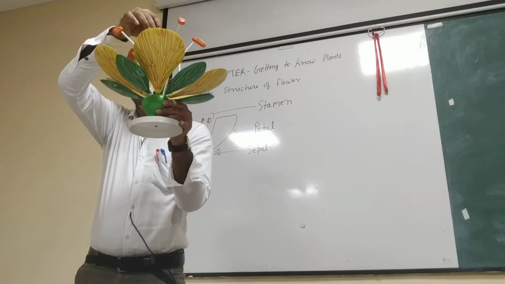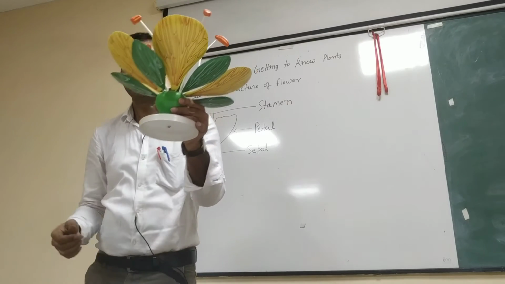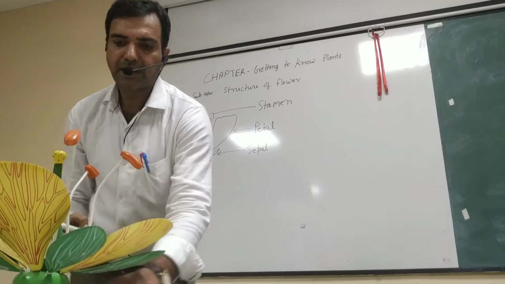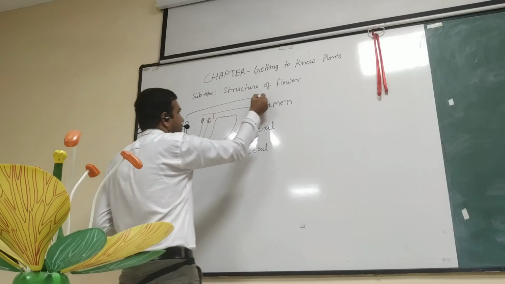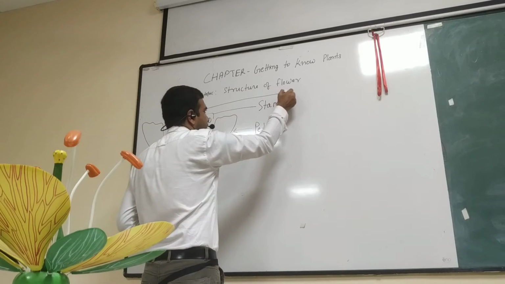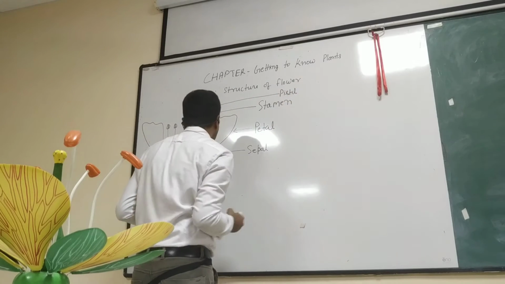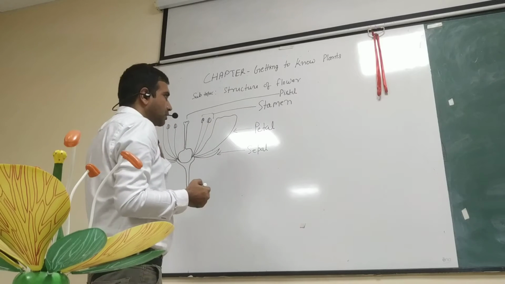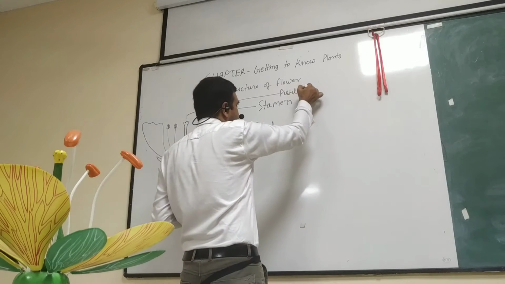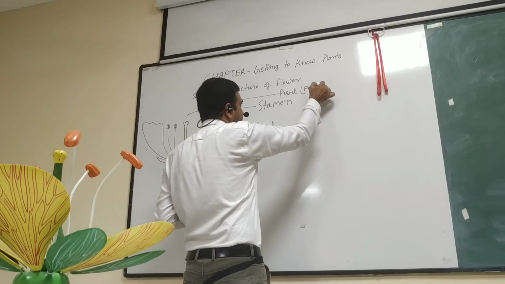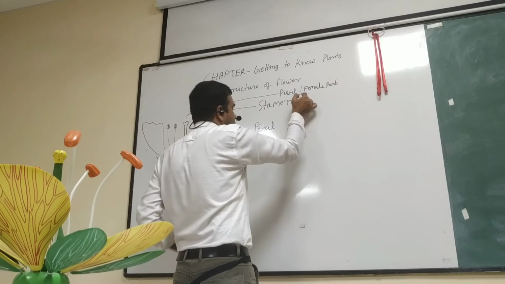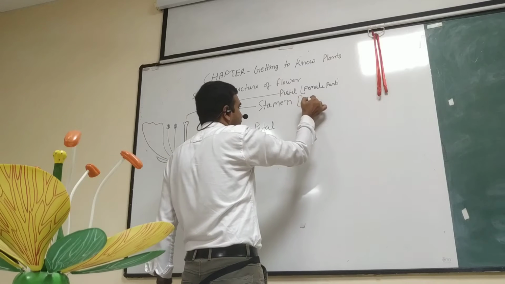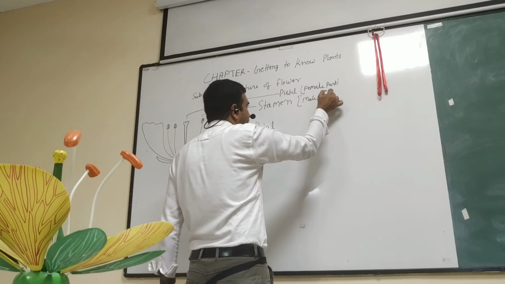And at the center of the flower you can see this part. This is the female part of the flower, that is called pistil. Write down. This is the pistil of the flower. You can say this is the female part of the flower. Female part. And this is known as the male part of the flower.